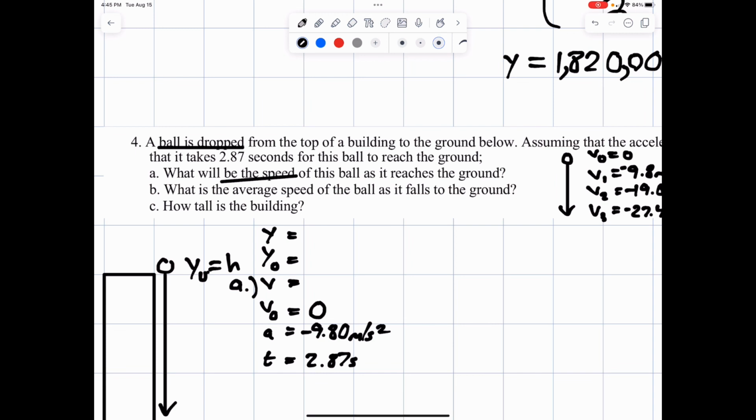Okay, what is the average speed? We're looking for V bar. How tall is the building? Well, that would be y naught. You're looking for part C. Remember, we're letting y equals 0 at the bottom.